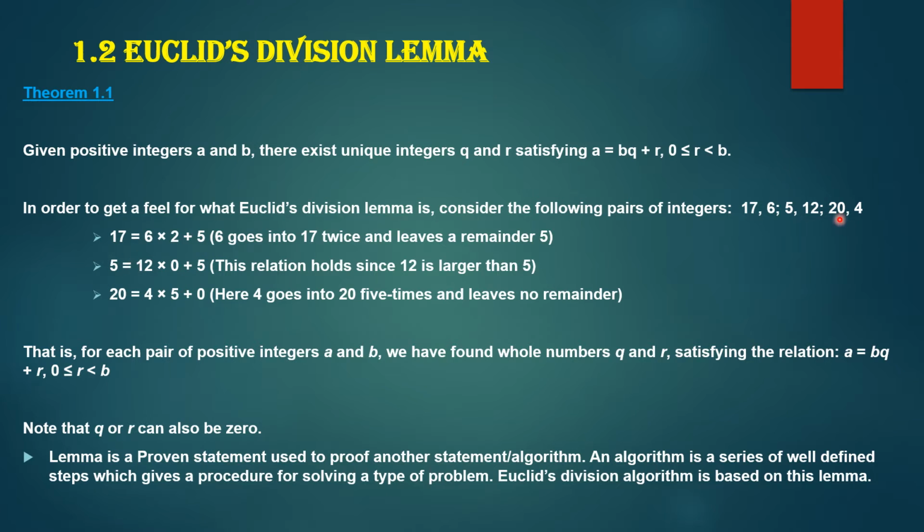Similarly, the third example, which is 20 and 4. How can you write 20 in terms of 4? 4 into 5 plus 0. In this case there is no remainder. 4 goes into 20 five times, leaving no remainder. So it's quite easy to understand how you can write two positive integers in the form of Euclid's division lemma.